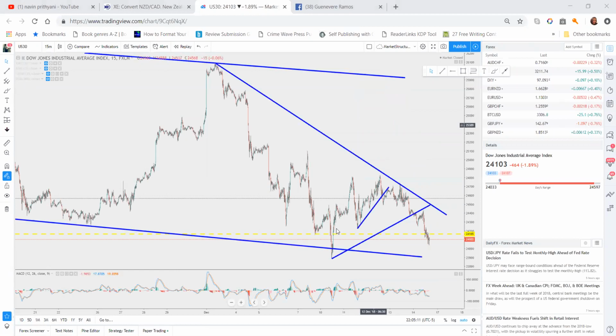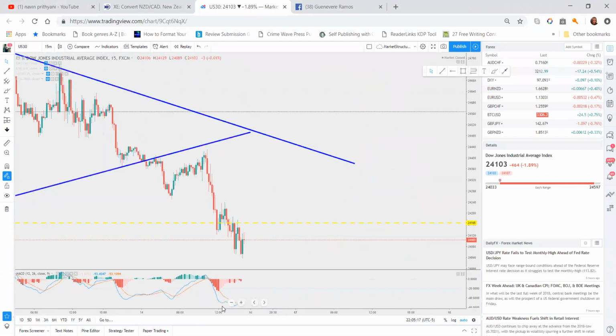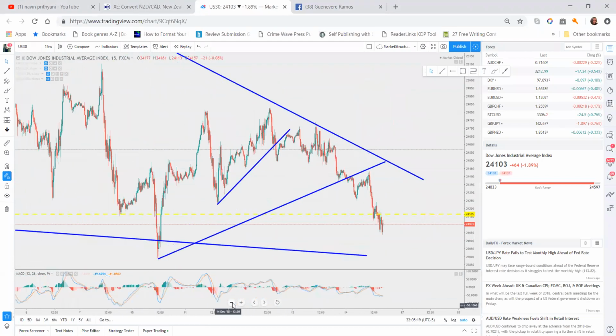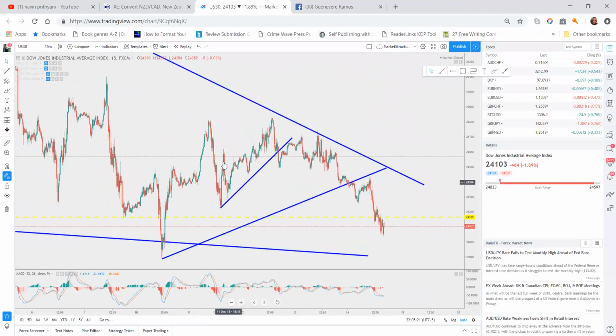Georgette, that's funny. But yeah, on US 30, I had marked it up. And this pair I only scalp because these pay well. Like if you caught this, that's 556 pips in 5 hours.